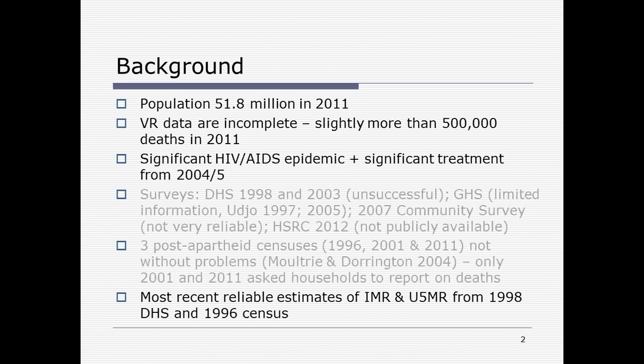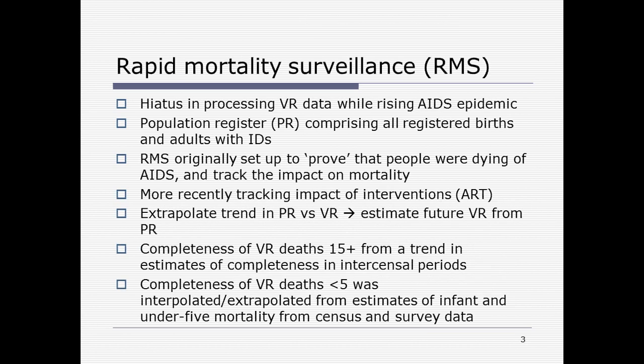But one of the other issues is that the most recent reliable estimates of infant and under 5 mortality come from the 1998 DHS and the 1996 census. Censuses and surveys subsequently have failed to produce reasonable estimates, and so that makes it kind of difficult to check completeness of child mortality.